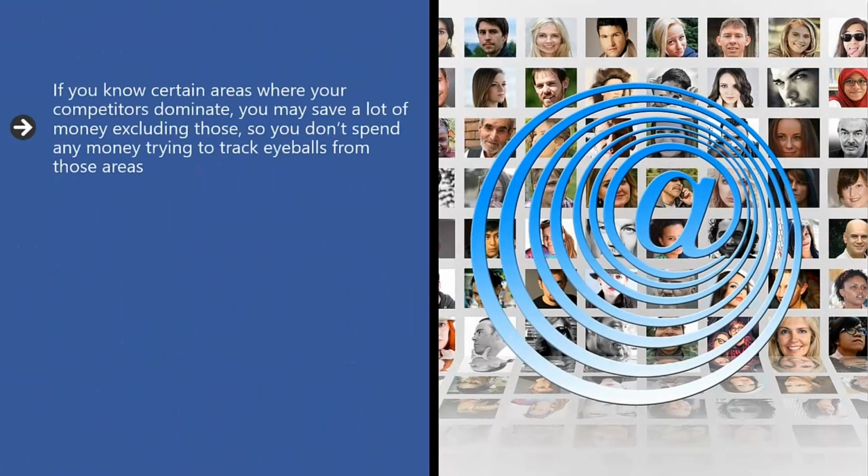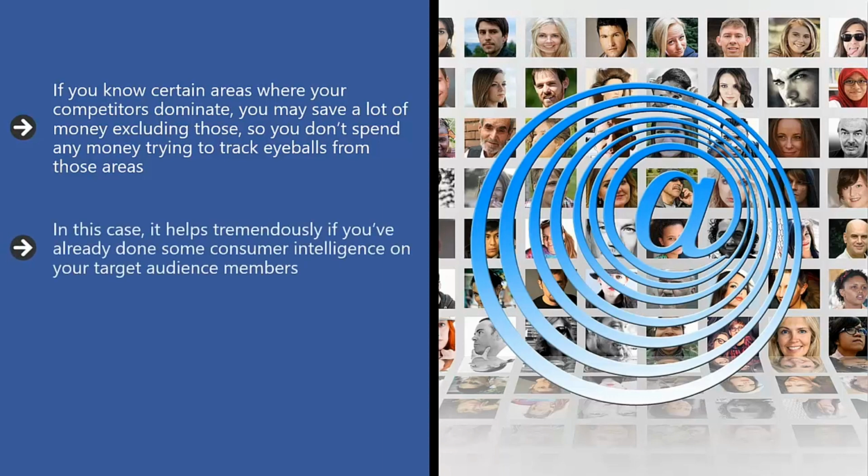If you know certain areas where your competitors dominate, you may save a lot of money excluding those, so you don't spend any money trying to track eyeballs from those areas. Next, you need to select the interests of your audience members. In this case, it helps tremendously if you've already done some consumer intelligence on your target audience members.